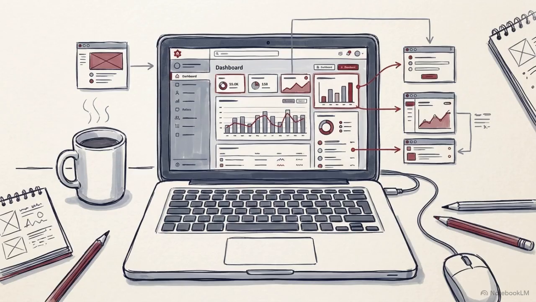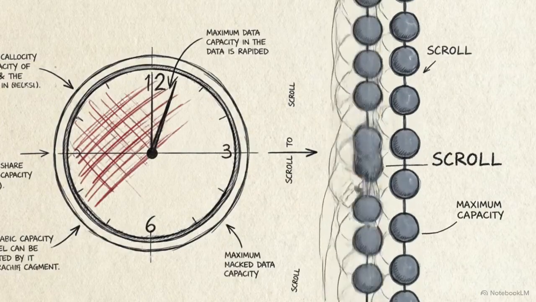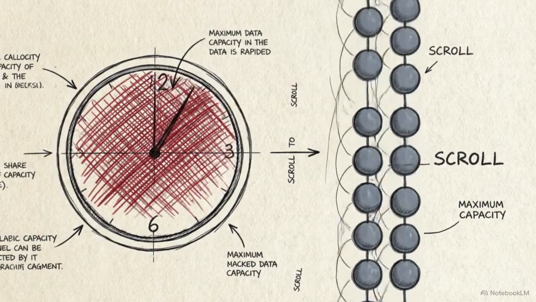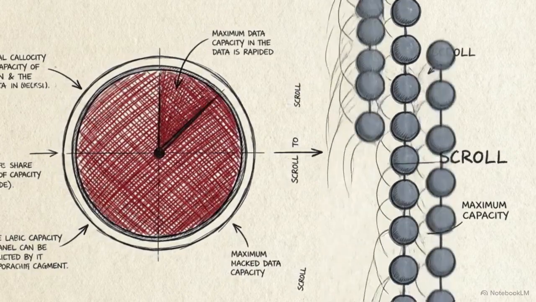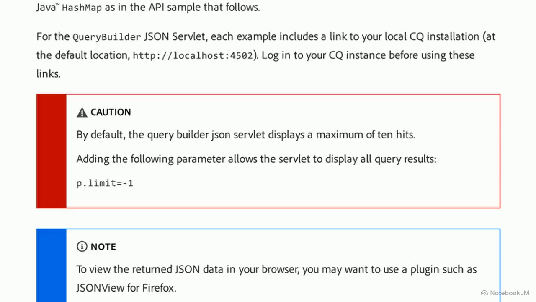Now that the index is successfully deployed, you need to extract the data. We'll use the Query Builder JSON servlet to execute the search safely. When dealing with a large repository, asking the system to return every single matching result all at once will rapidly consume all available memory. This documentation outlines a critical warning. You must absolutely avoid setting the parameter p.limit to -1. Iterating through hundreds of thousands of results simultaneously will overwhelm the Oak engine.